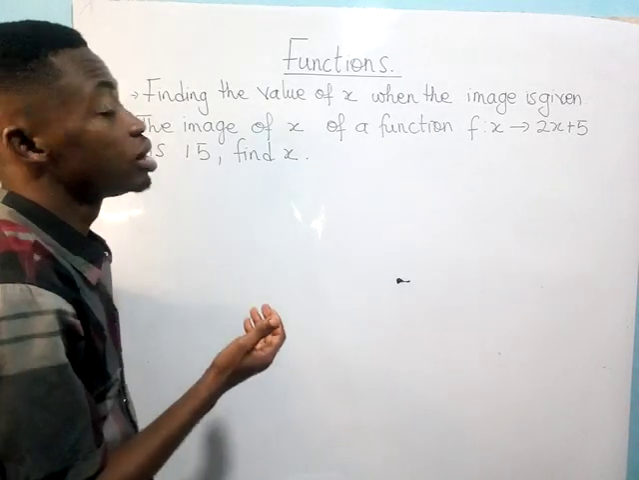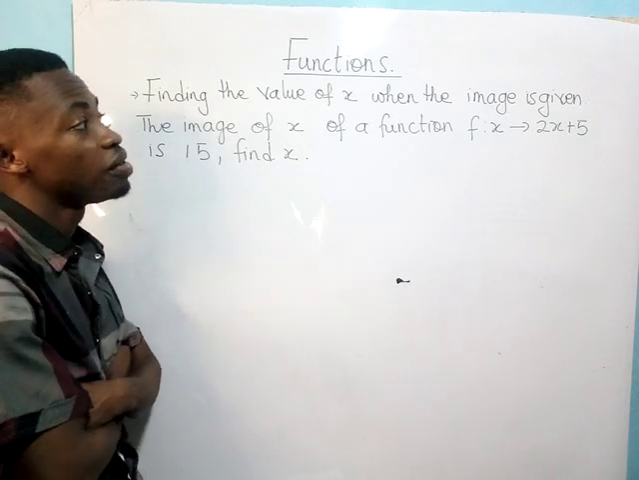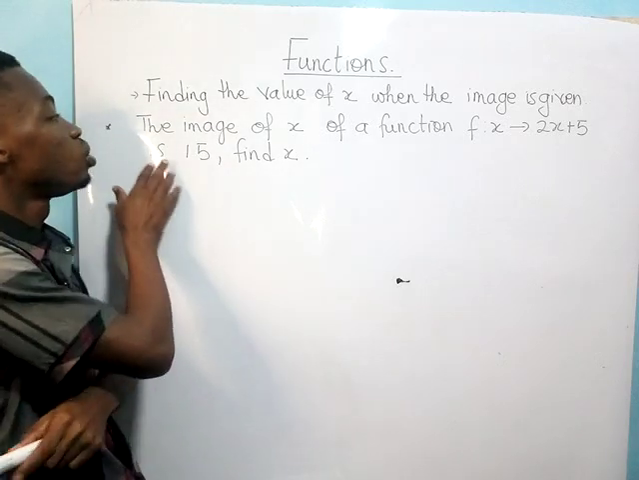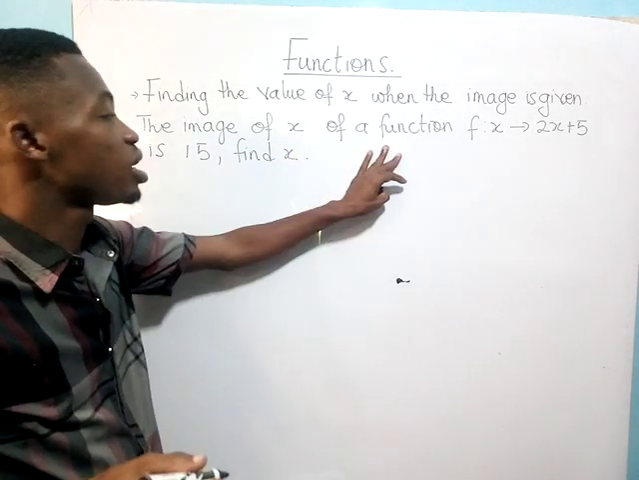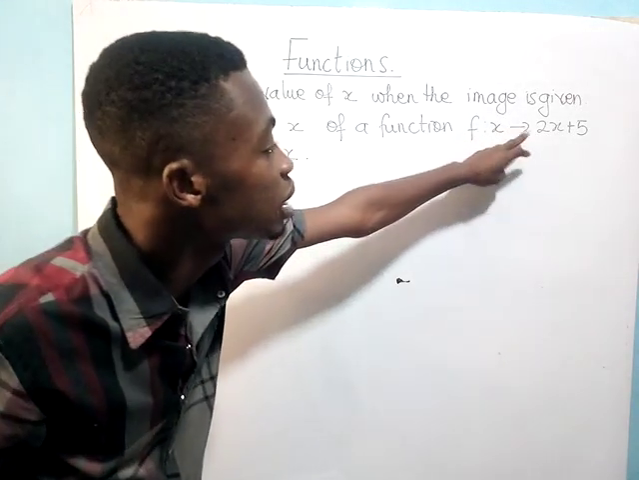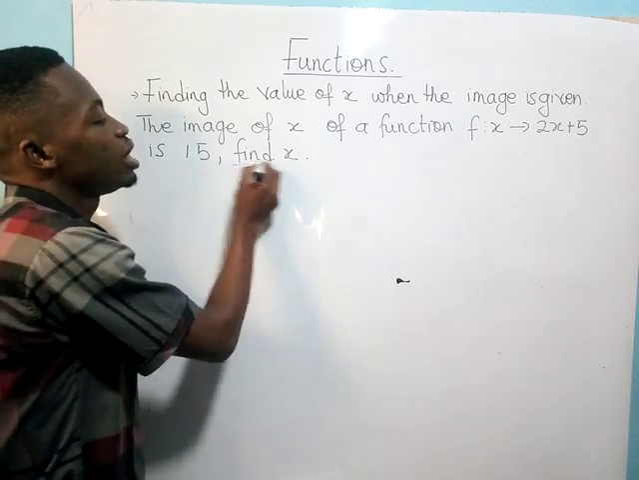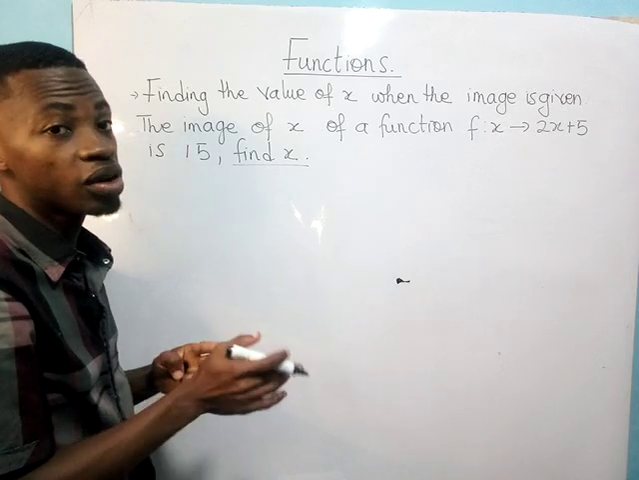Okay, so we are continuing. Now the next thing we want to look at is to find the value of x when the image is given. So on the board we have our question. It says the image of x of a function f x maps to 2x plus 5 is 15. We should find x. It is nothing difficult. It is not difficult at all.